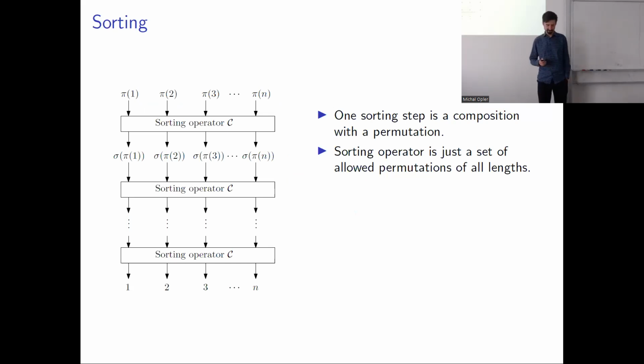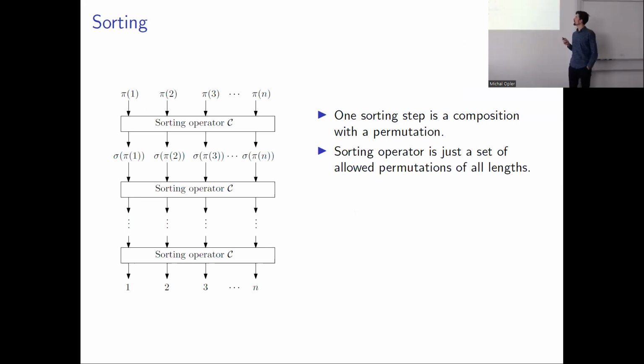So let's talk about what we are going to be talking about. We consider a very general model of sorting, where at the input we get a permutation, and then one sorting step is just an arbitrary reordering of the permutation, with some of the reorderings allowed and some not. That's modeled by the sorting operator, which is just some set of allowed permutations that you can compose the input with. So you take the input and compose it with some permutation sigma, and then again you select some permutation from the sorting operator and compose it with the result of the previous.